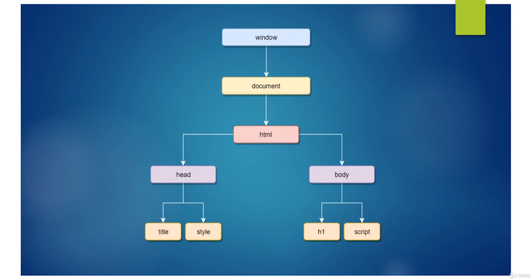The head, as we saw, only has a title and style, and our body has an h1 tag. And we included that script tag, didn't we? Remember, within that script tag, that's where we wrote our JavaScript to add this paragraph to the DOM. So there you go, that's our DOM tree.